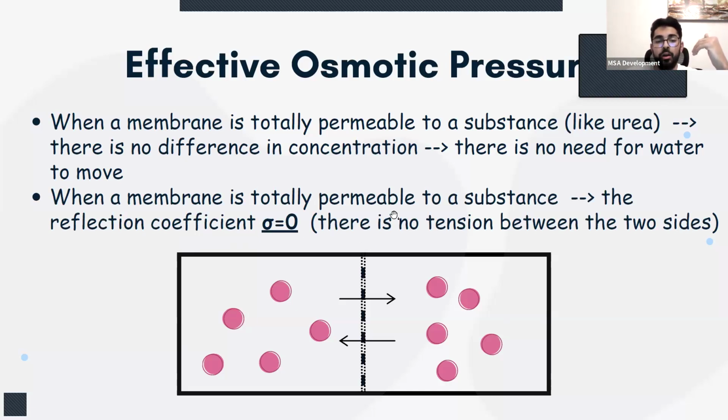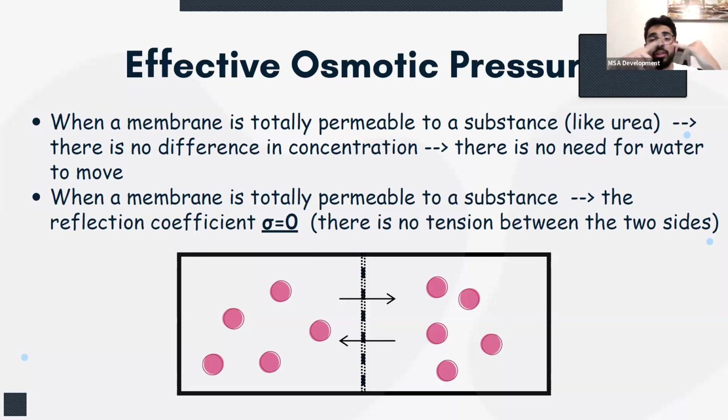Okay? What if a membrane is semi-permeable to a substance, allows it to move a little bit? In that case, the reflection coefficient is going to be somewhere between 0 and 1. This is all what you need to know. You don't need to go beyond that, okay?